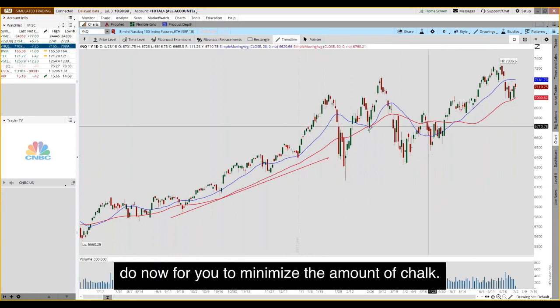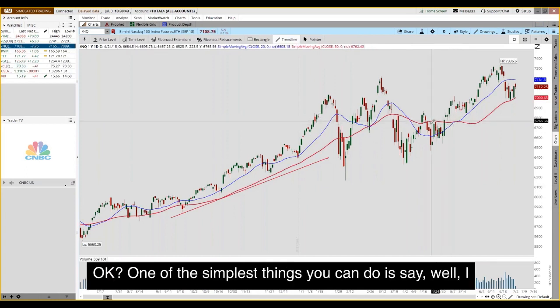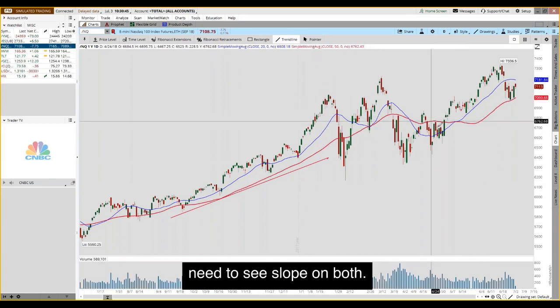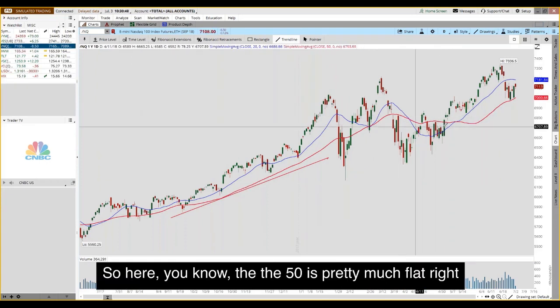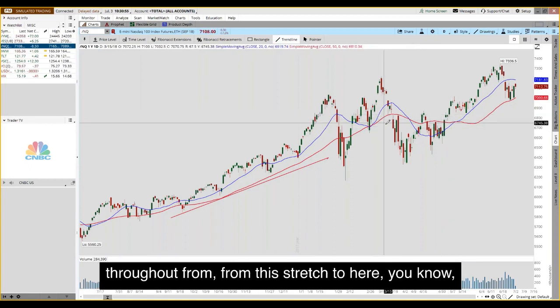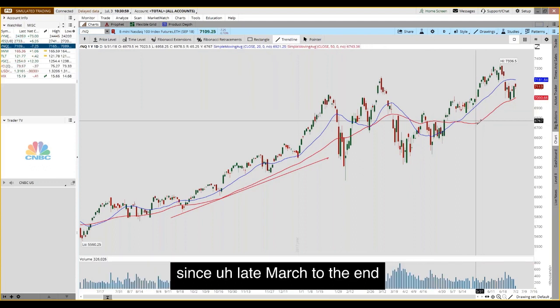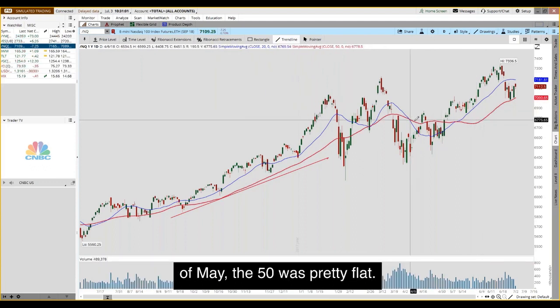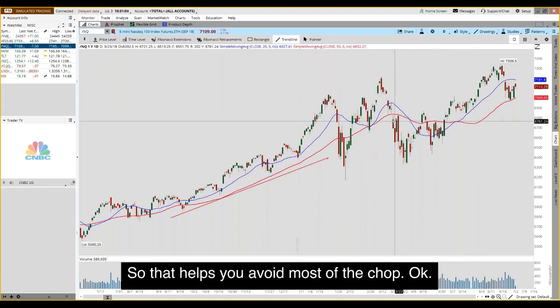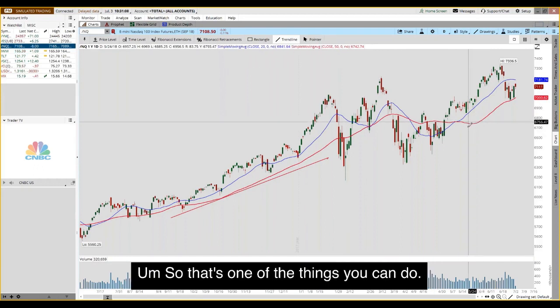Now, to minimize the amount of chop, one of the simplest things you can do is say, well, I need to see slope on both. So here, the 50 is pretty much flat throughout. From this stretch to here, since late March to the end of May, the 50 was pretty flat. So that helps you avoid most of the chop, okay? So that's one of the things you can do.